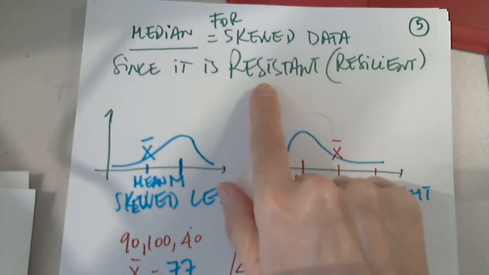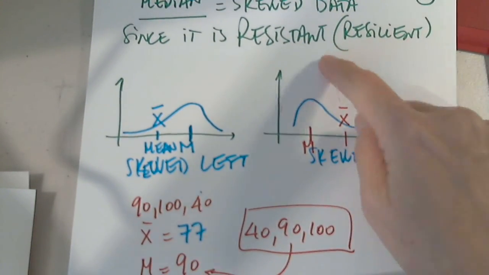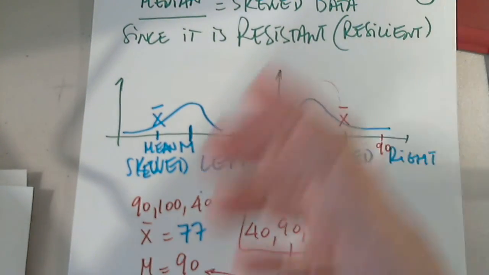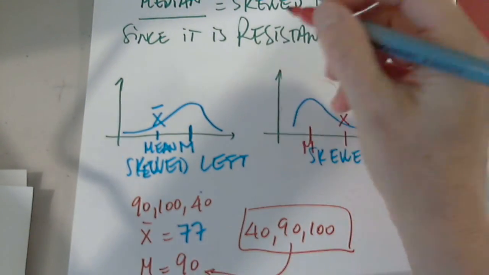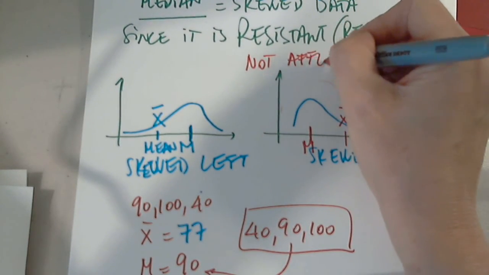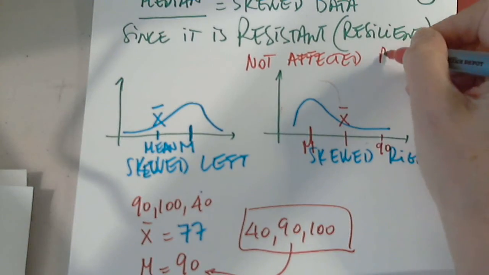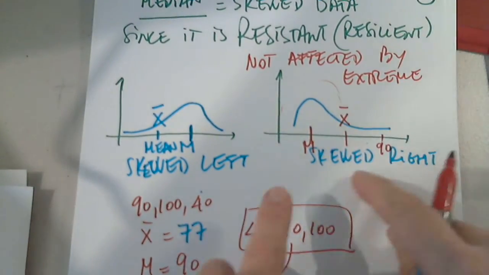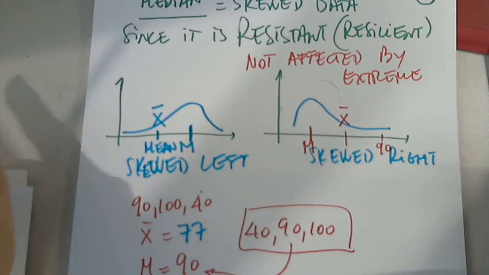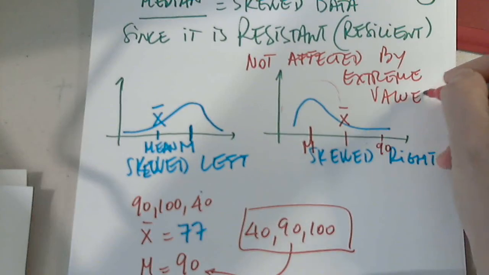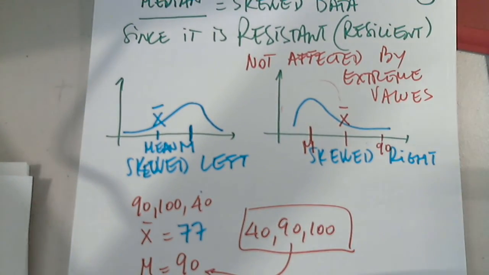So that's why we call it resistant. It's resistant to extreme values. That's what resilient or resistant means: not affected by extreme values or entries, in the sense of not in the bulk. So that's the meaning of resistant.